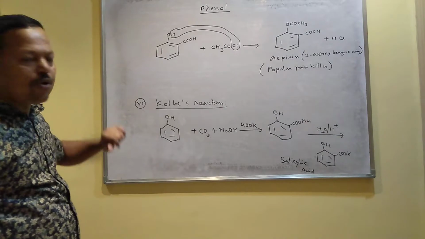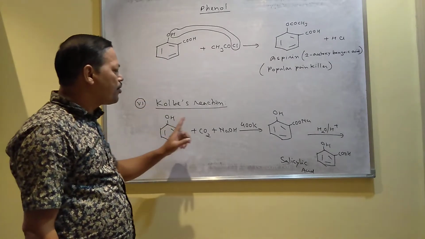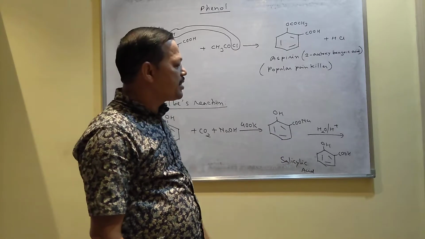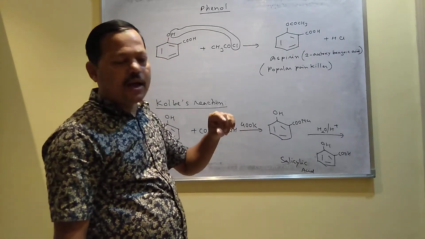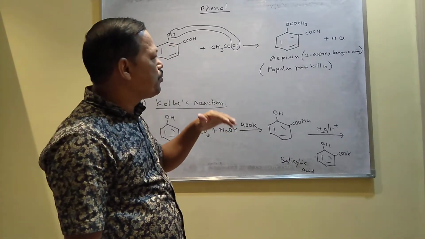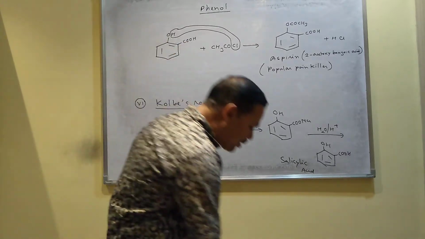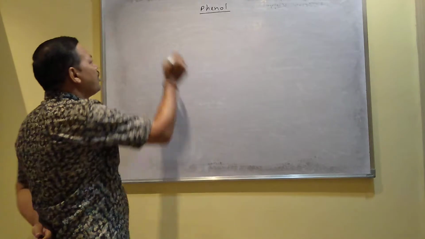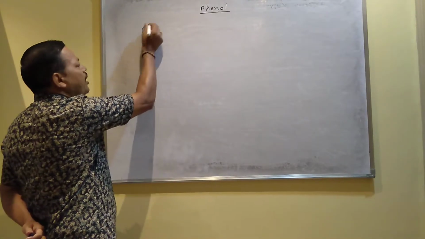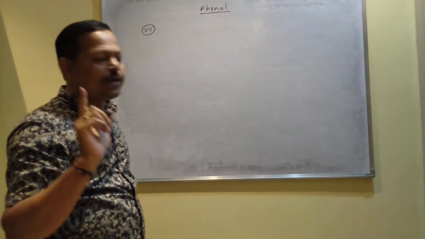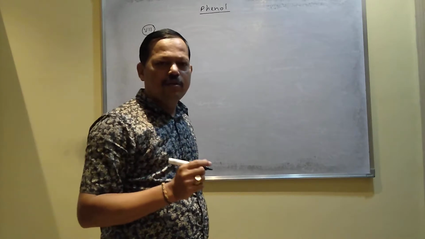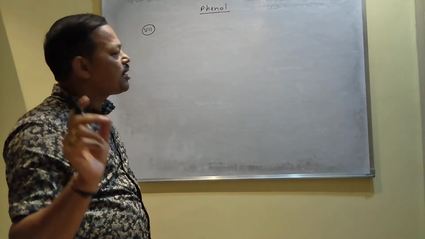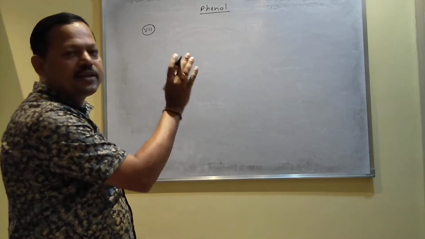So this is about the Kolbe reaction. In the Kolbe reaction, when phenol reacts with carbon dioxide in the presence of alkali, it produces salicylic acid. And salicylic acid has one use. You can prepare a popular painkiller called aspirin from this salicylic acid compound. Now another reaction, and this reaction is the most important reaction from phenol. If some question asks about phenol, you will get this reaction.